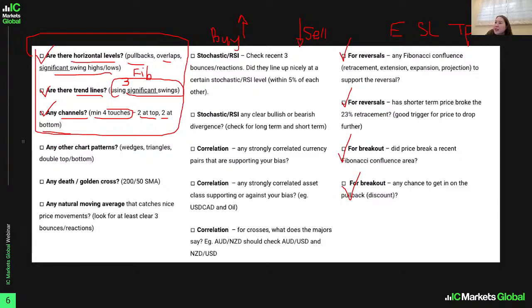Once that is done, I'm going to look for supporting technical indicators to help me make my decision making higher probability. So I'm basically looking for chart patterns. It can be wedges, triangles, double tops, double bottoms.